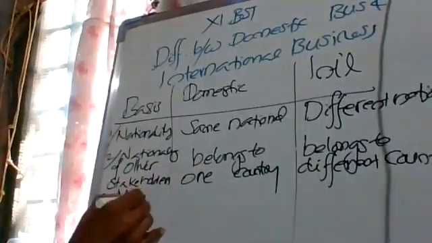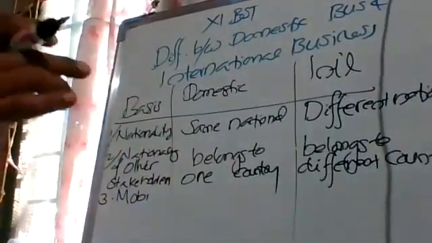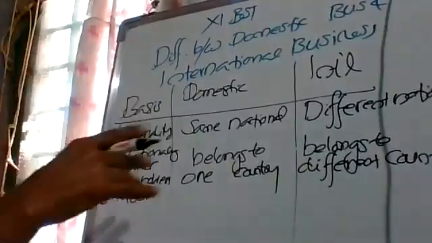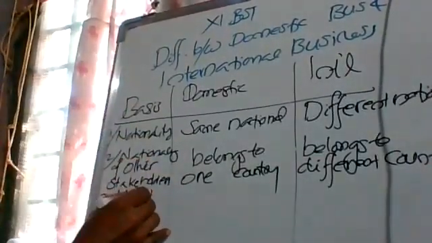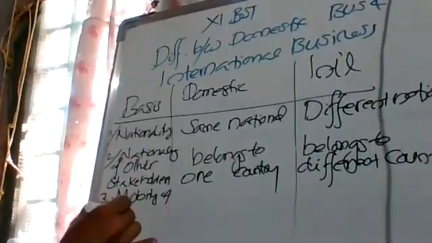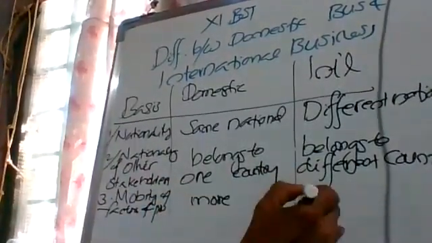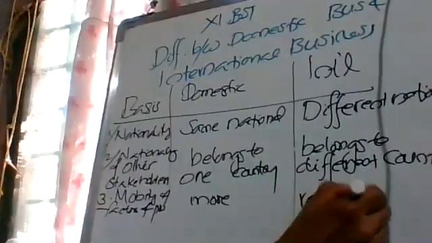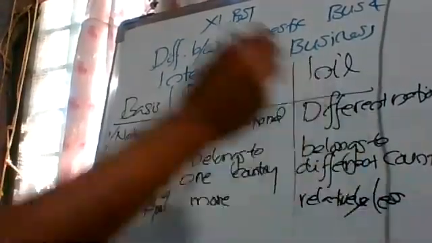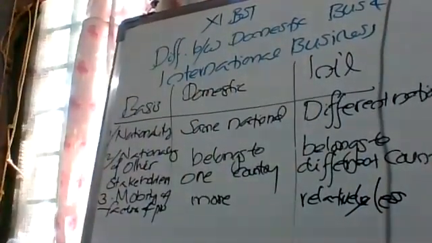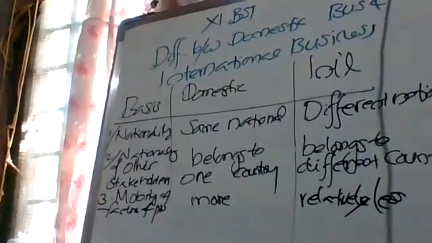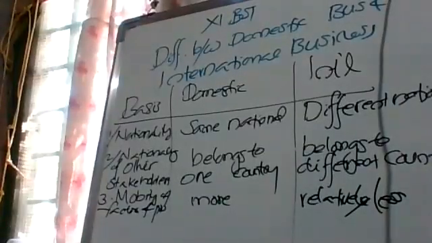Mobility of factors of production. You can see the basis in the textbook. I'm briefing that content so that you can remember easily. Basis same only, you can copy from the textbook. Here, more. Here, relatively less, because legal restrictions, formalities, rules, regulations, etc. are more in international business. In domestic business, these kinds of restrictions are comparatively less.